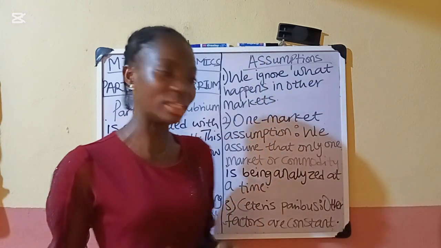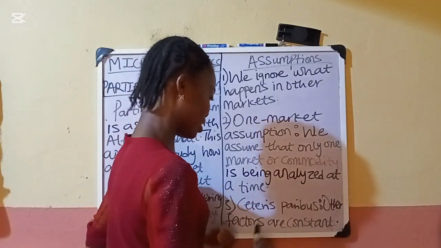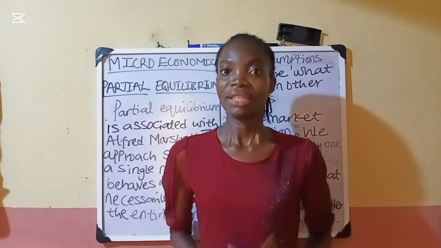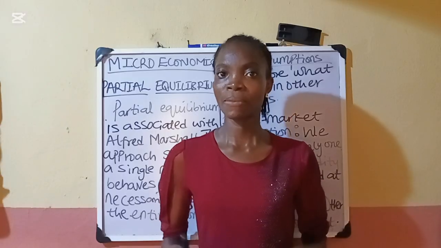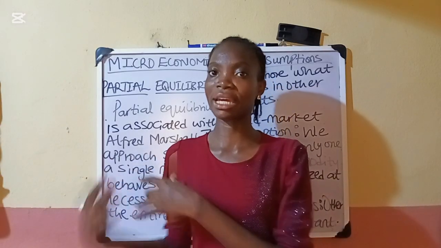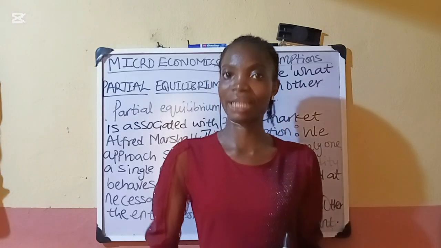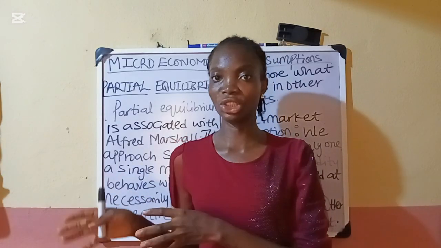The third assumption is ceteris paribus, which means that other things are constant. Ceteris paribus simply means that all other things are equal. So it means that the market remains unchanged. The other factors in other markets do not affect the only market that is being studied. So other things remain constant, they remain unchanged.